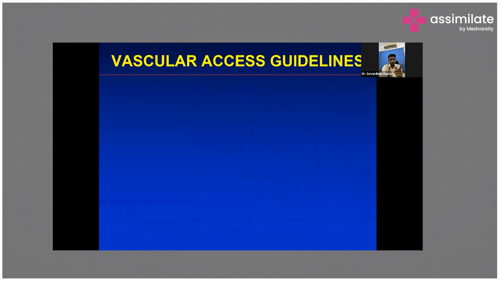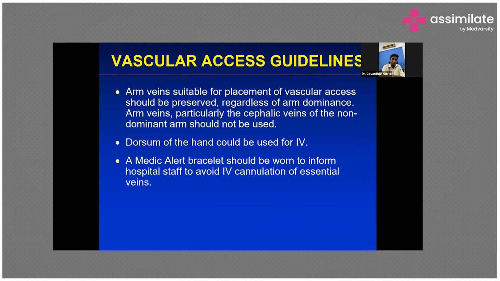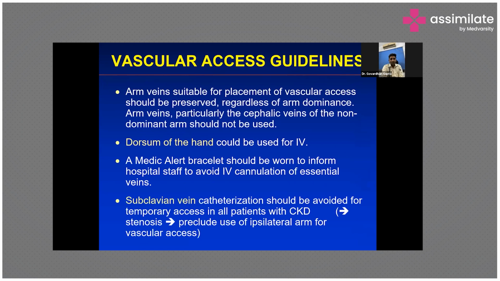Yeah. So the fistula is the best one because the infection rate is too less with the fistula. The thrombosis rate is too less as compared to graft. The infection rate is too less as compared to accesses like the internal jugular vein, meaning catheters, different catheters.